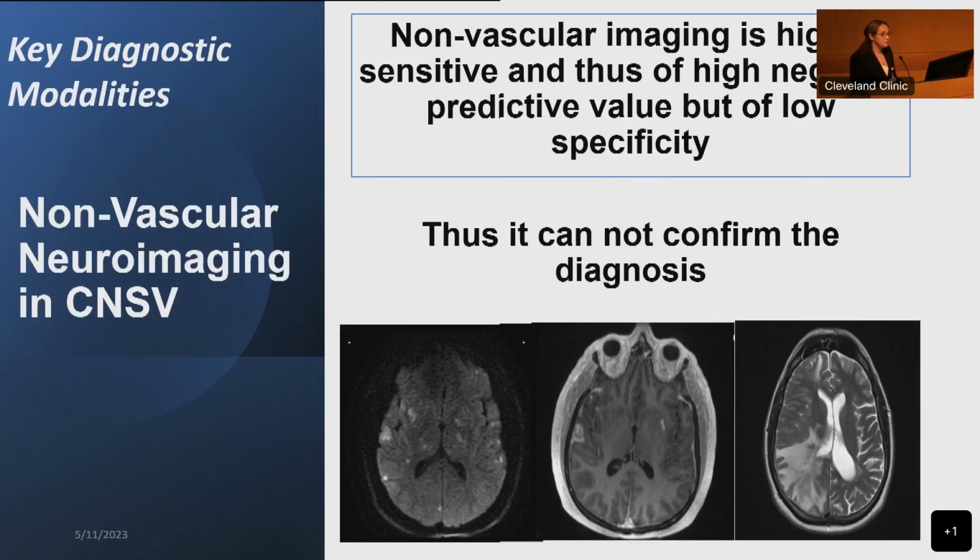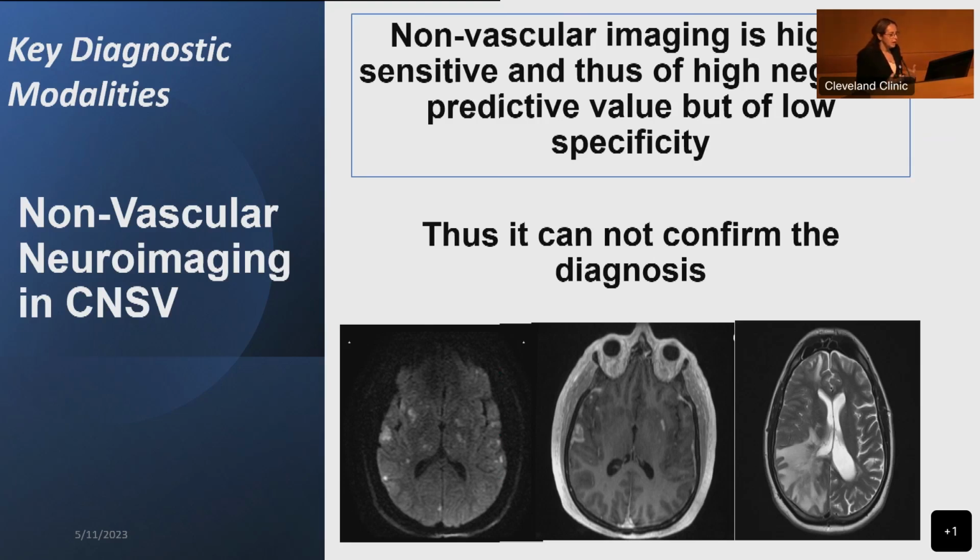What you could see are very non-specific features, such as multiple strokes, which could be from embolic diseases. You could have a mass-like presentation, and this could be a tumor or cancer, but that's determined by biopsy. So the MRI findings are not very specific. They're not going to tell you whether there's inflammation or not.